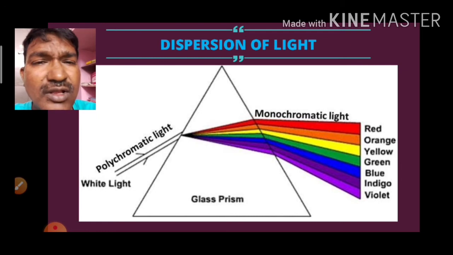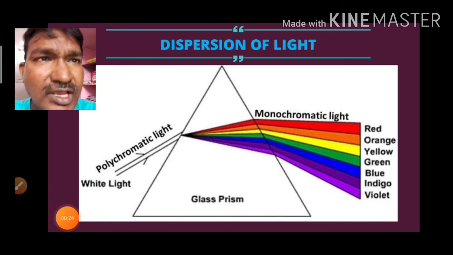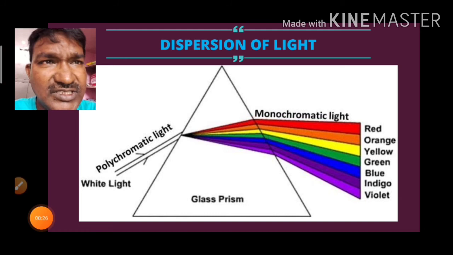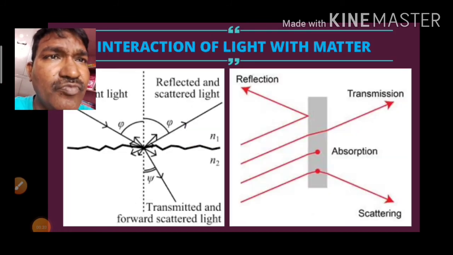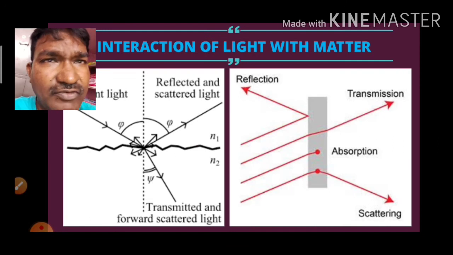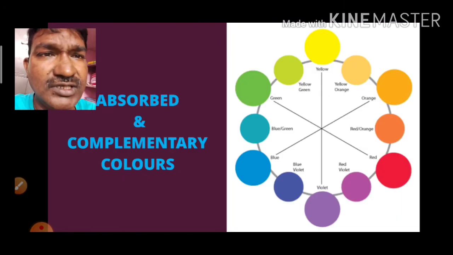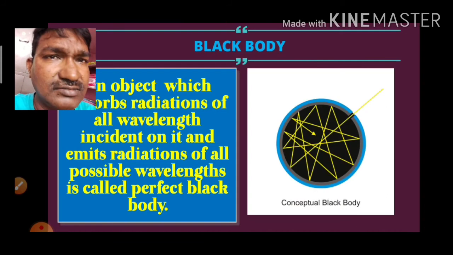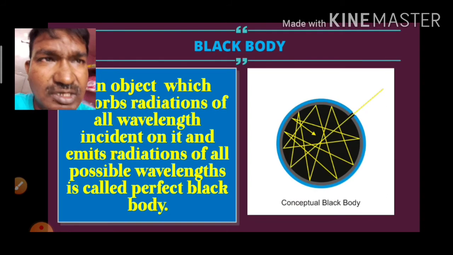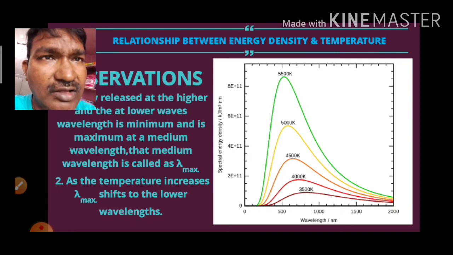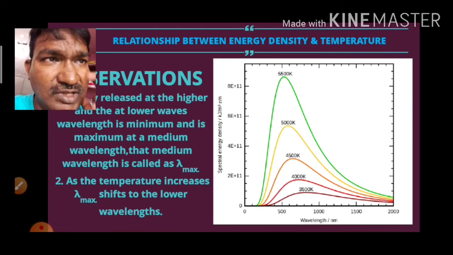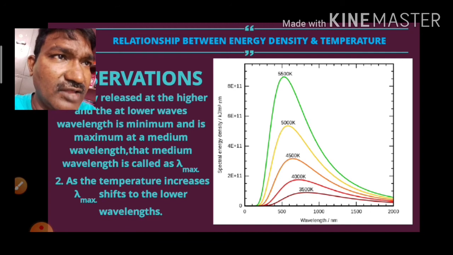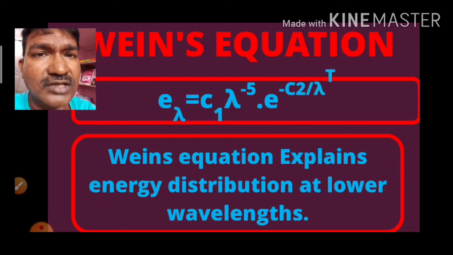some fundamental concepts. Among them, the first one is the dispersion of light, the second one is the interaction of light with the matter, and the third one is the relation between the observed and the complementary colors. Then after we have to study about the black body and the energy release, the relationship between the energy released by the black body and the temperature. So like that we have to move on.